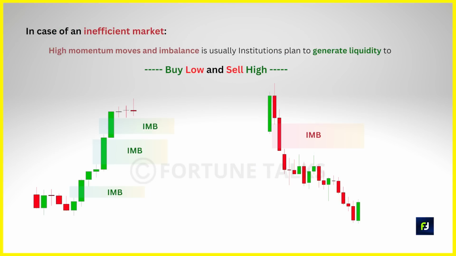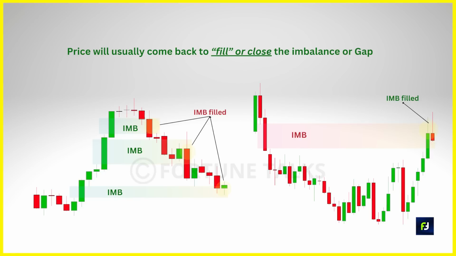The big institutions will create a high momentum move and an imbalance in the market, much like a gap in price. In most cases, this price manipulation can be a part of the institutions' plan to generate liquidity to buy low and sell high, and therefore we may see the price coming back to fill that imbalance or close the price gap before pushing back in the same direction that the price made the impulse move from.